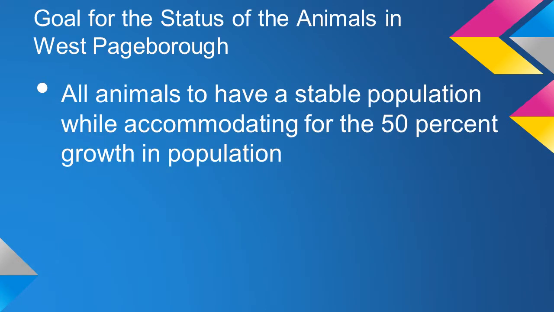So the problem in West Pageborough is that there are animals that have a population status as increasing, threatened, and some have decreasing as well. Even though some have stable, my goal at the end is to bring all of these animals to a stable population, while accommodating for the growth in the population of the humans in West Pageborough by 50%.